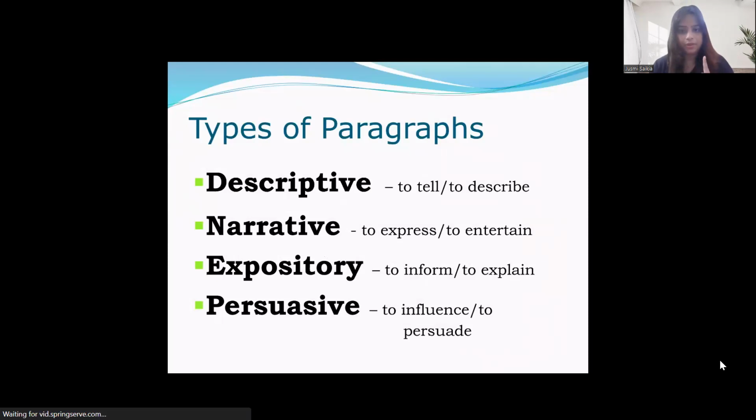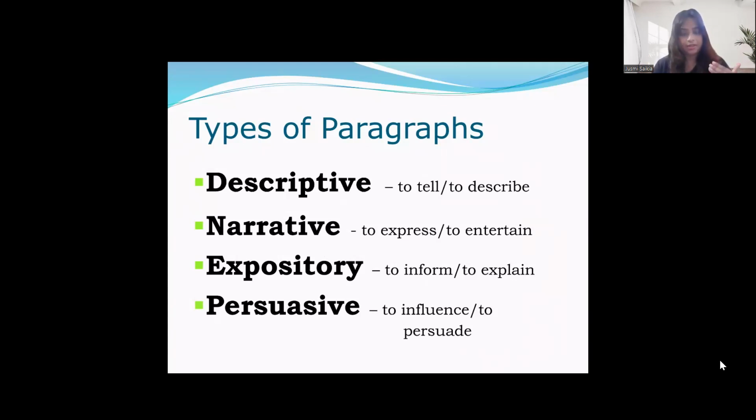So the first one is descriptive in the sense it gives description. It tells more about something. Number two, narrative, in an essay or in a paragraph where you are trying to express something or entertain the people. Three is expository. That means when you have to inform or explain something, when you are targeting a group of audience and you want to inform or explain something to them.